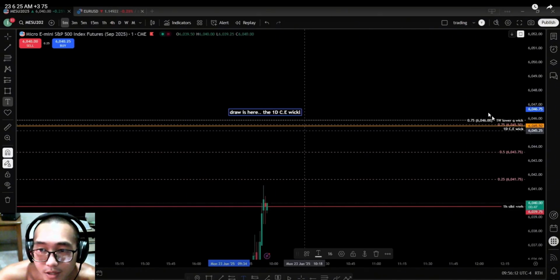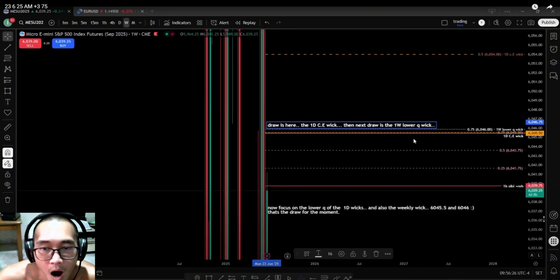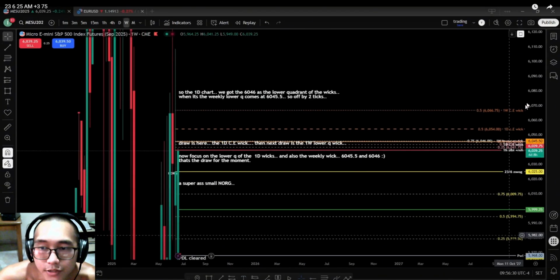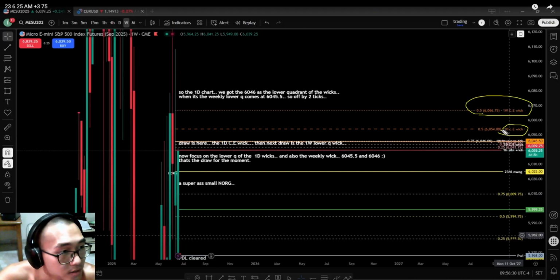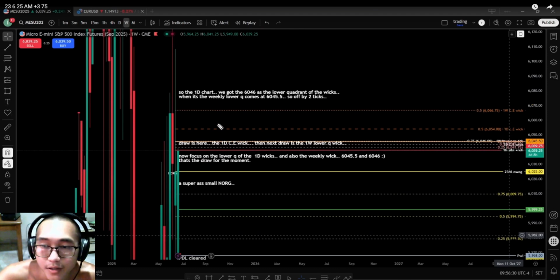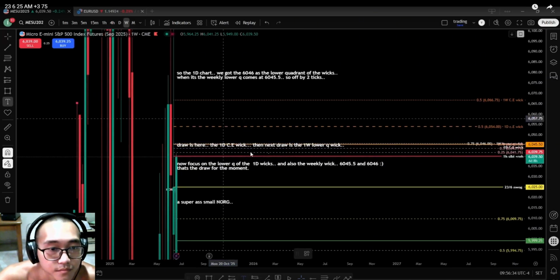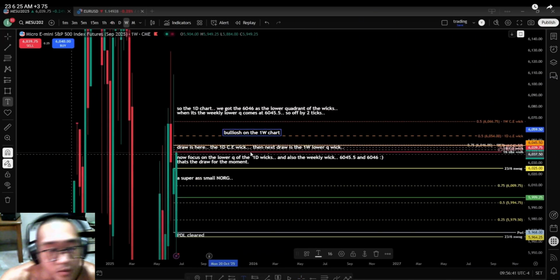Now remember the draw is up here, okay? The daily CE week. The next draw will be the weekly CE week 6066.75. Remember, these two levels are the important ones. On the weekly chart, we are looking for this and we are looking for this. So we will keep that in mind. So this is the weekly chart, and here was the aim, the draw.